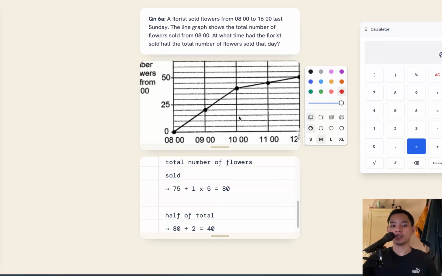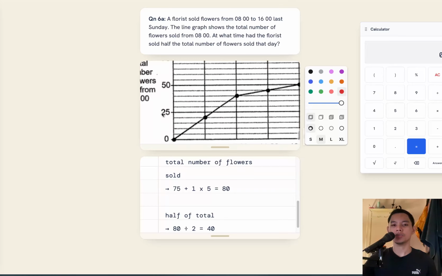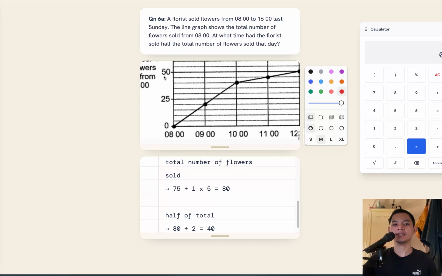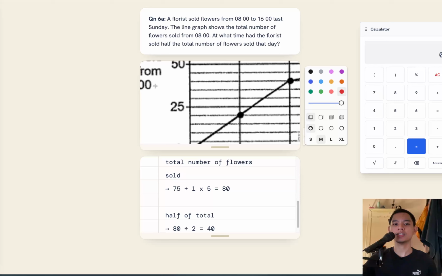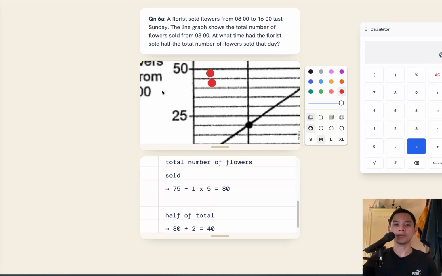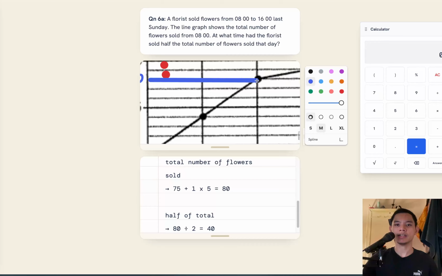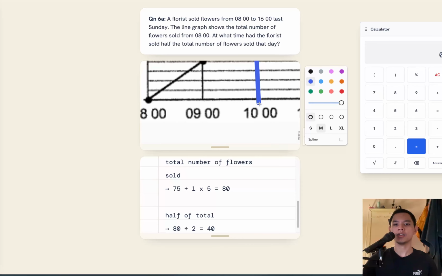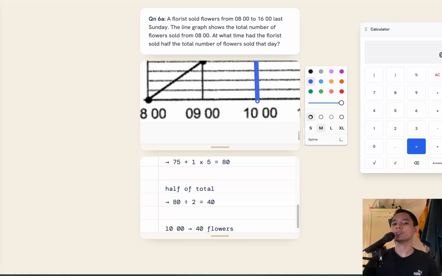How do we find the number 40? You can see 50 over here is very close to 40. Count 1 and 2, and you can see that 2 gaps below 50 is 40. Working from this, I put it in at 40, and it hits the timing of 1000. So 1000 is equal to 40 flowers. The answer is 1000.